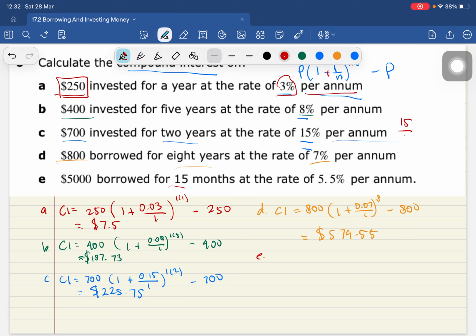Next for E, okay, this is 15 months, so we need to change it into years. We divide 15 by 12, so it's 1.25 years. So the compound interest is on 5,000. We multiply 1 plus the rate, 5.5%, so 0.055, divided by 1, to the power of 1.25, minus 5,000. So the compound interest in dollars is going to be 346.08.